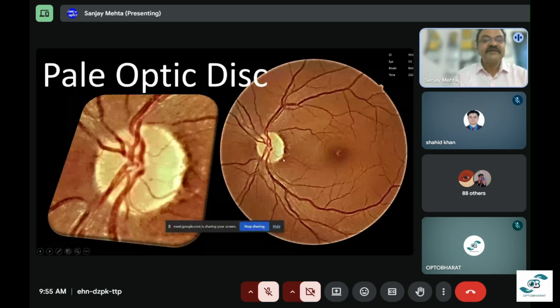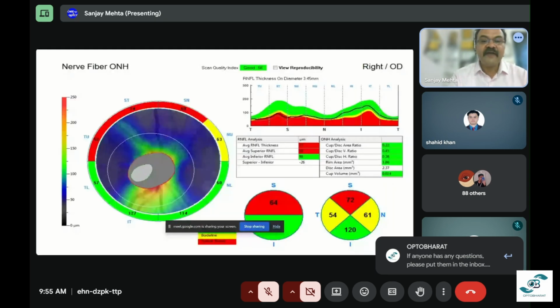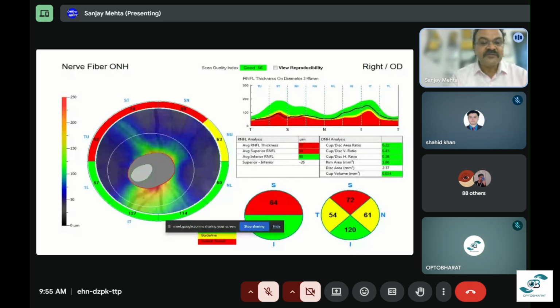She said that she had heart issues and she was taking some medicines for that. So these medicines also can cause problems in the optic nerve, and as in this case, it has become chalky white. And you can see this. I have taken the OCT of that. It clearly shows that there is a defect in the optic nerve.